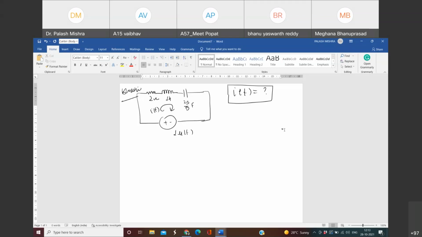See, this question will involve everything. It will involve all the concepts of Laplace transform. So please do it along with the class. Okay, don't miss the understanding of this question.